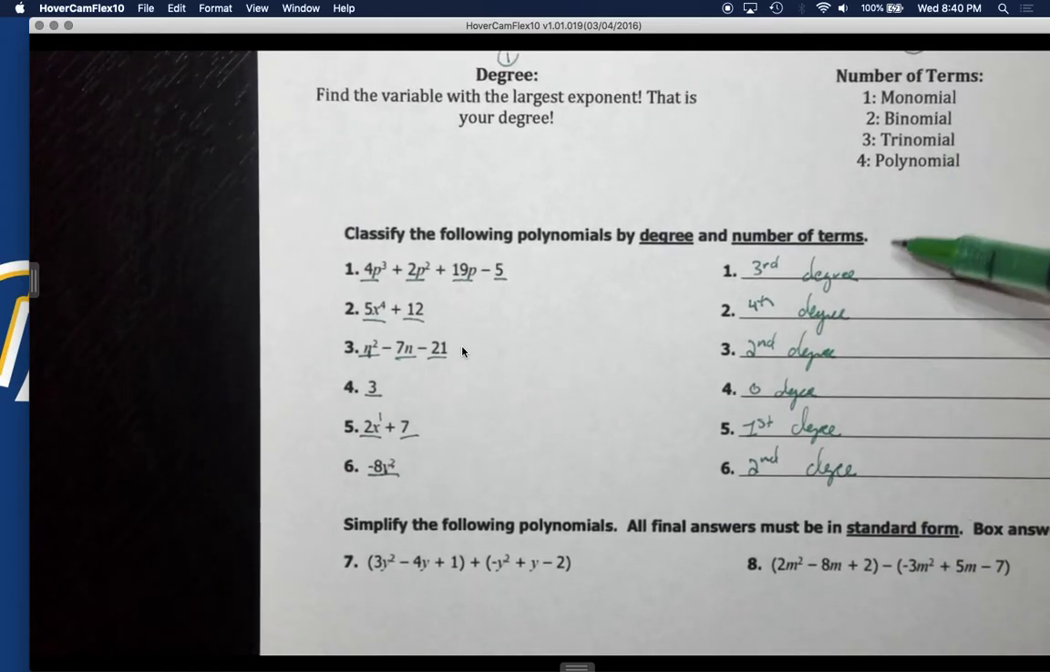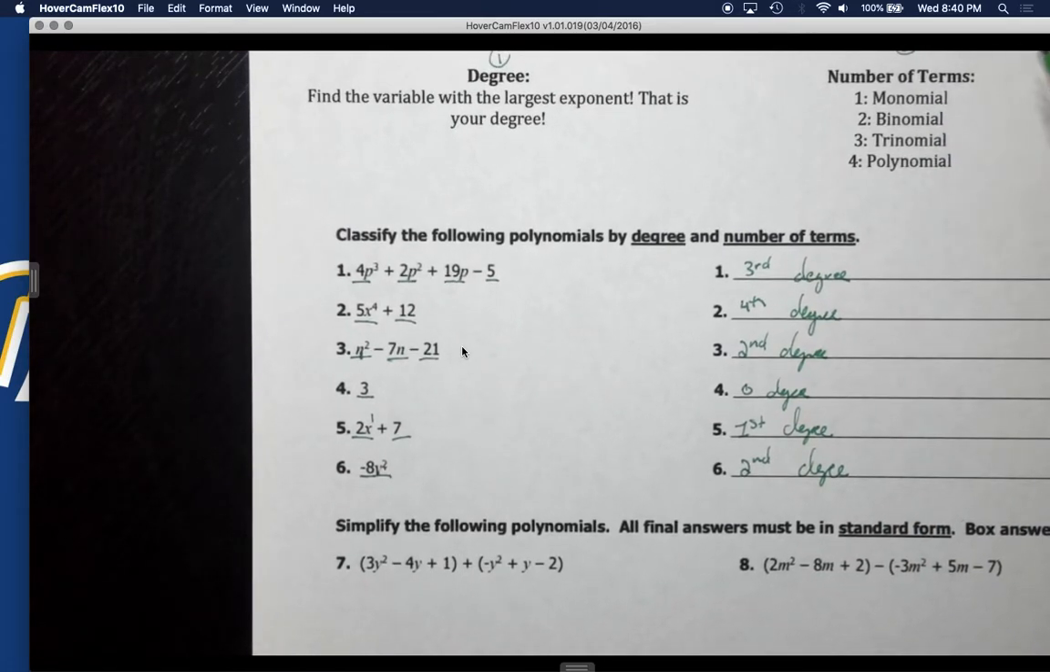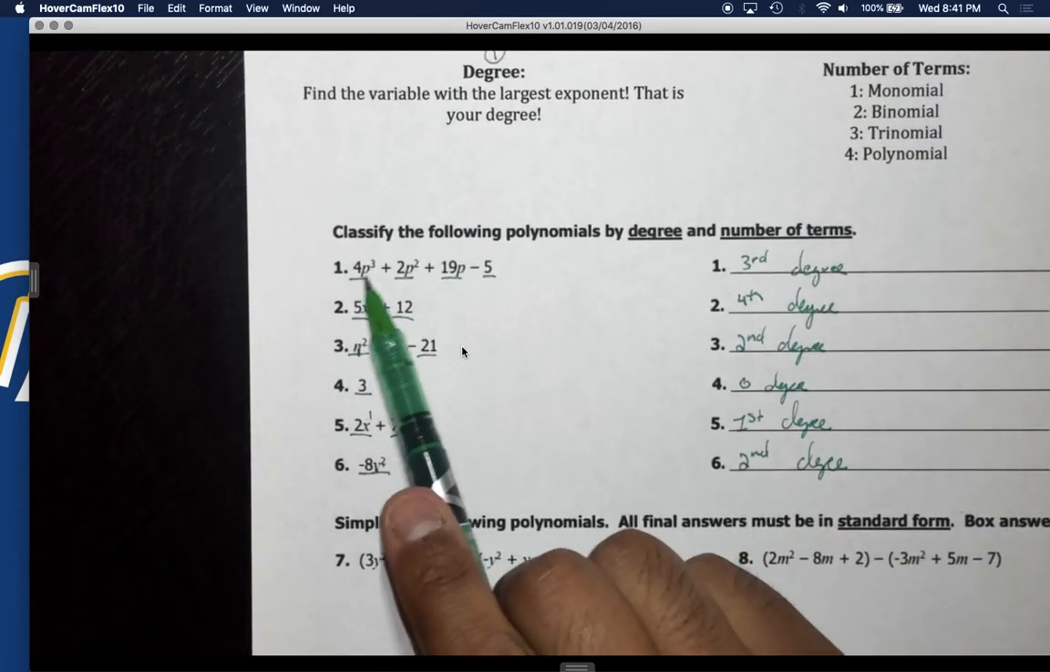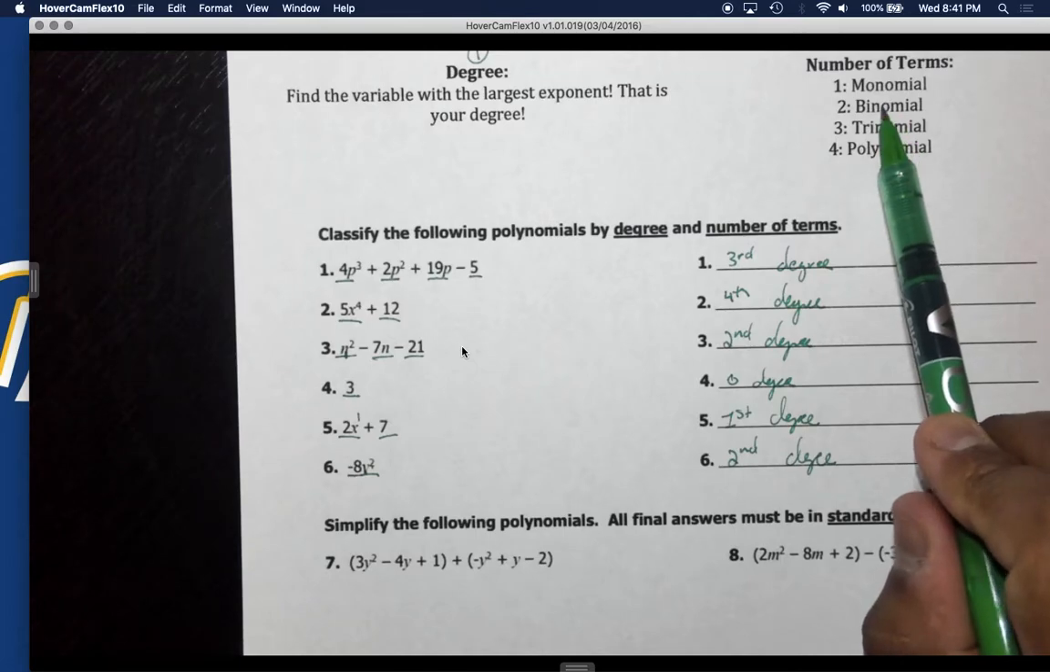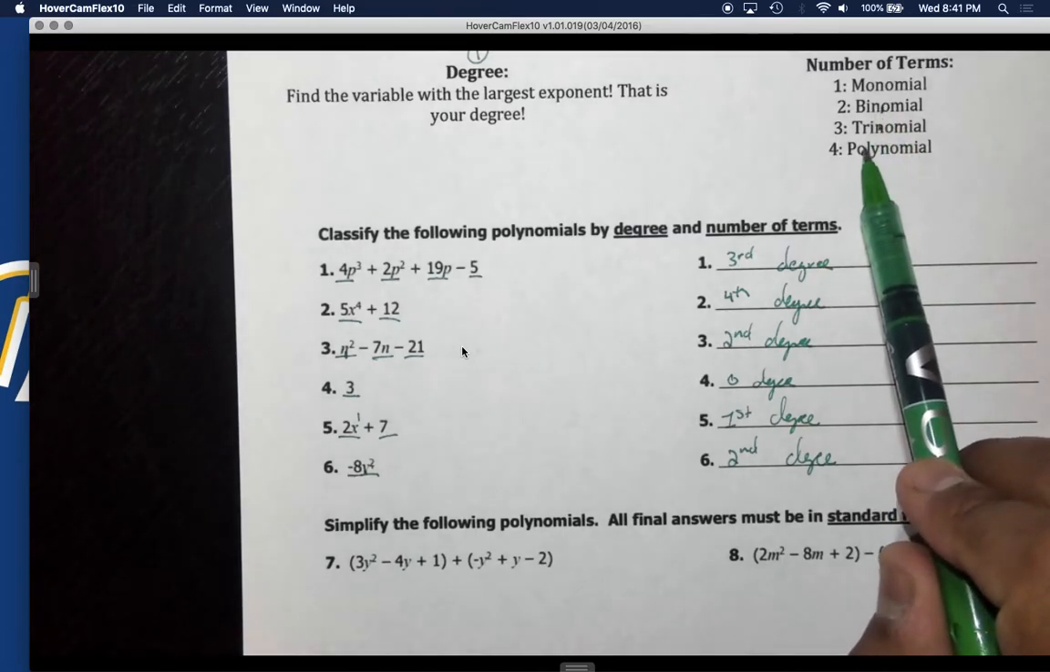Now let's start talking about how we classify them by the number of terms. Now, we know what a term is. If there is one term, it's a monomial. If it's 2, it's a binomial. 3 is a trinomial. 4 or more is a polynomial.